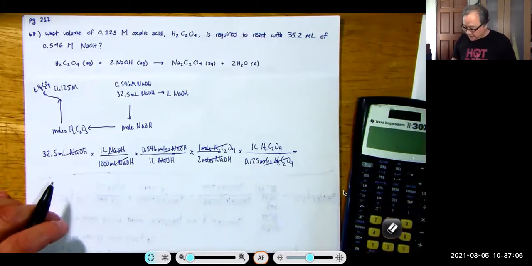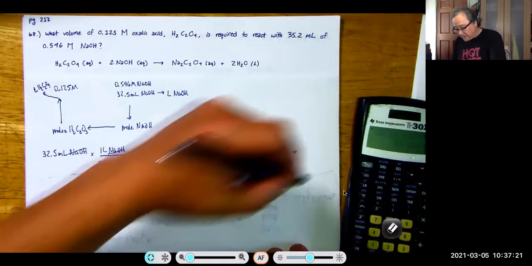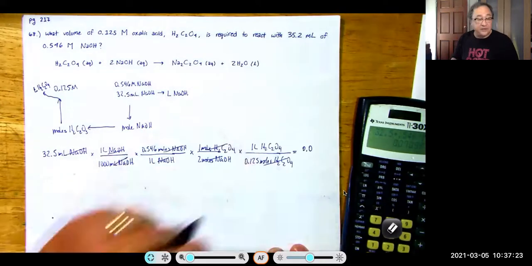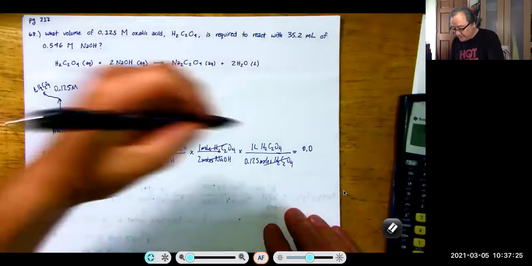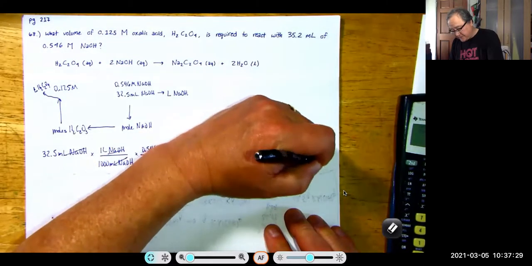Okay, so let's see what we get. 32.5 times 0.546 divided by 1,000 divided by 2 and divided by 0.125. And I get, oh, I'm off a little bit, not 0.05, but 0.07 10 liters of oxalic acid.